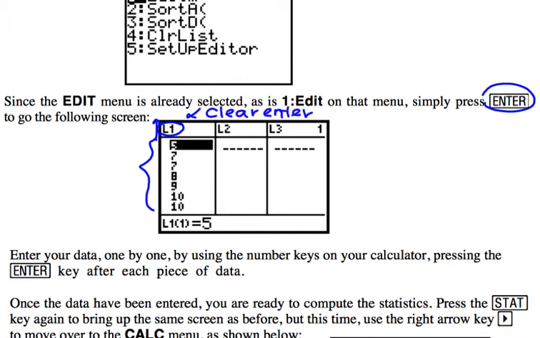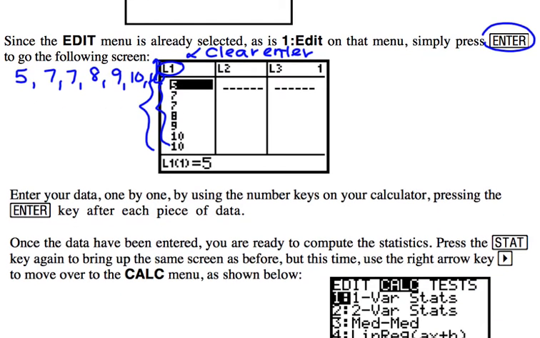All right, so now let's just pretend we put in some values into the graphing calculator. So we'll just start with 5, 7, 7, 8, 9, 10, 10. There are actually more numbers in this example. There's going to be 13 of them. So after each point that you enter, you have to push the enter button on the calculator.